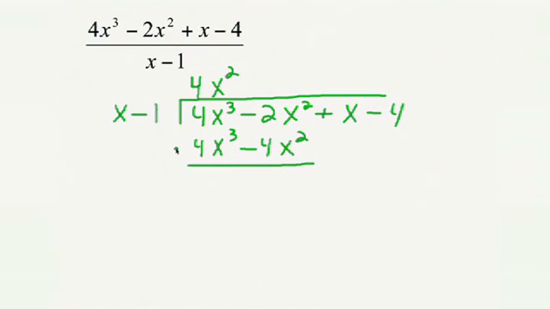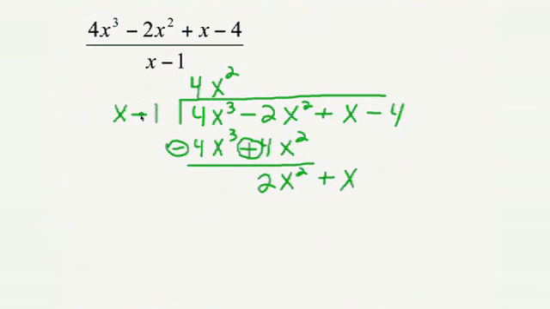Change the signs. This is positive, so I change it to negative. This is negative, so I change it to positive. 4x cubed and negative 4x cubed is 0. Positive 4 minus 2 is positive 2x squared. And now I'll bring down the plus x.